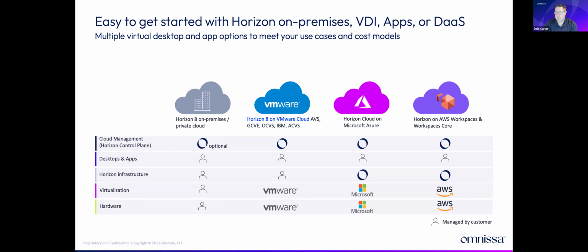We also have Horizon Cloud on Microsoft Azure, where we're looking at Microsoft to deliver the hardware and virtualization layer of management, but Omnissa will manage the Horizon infrastructure. And the same on the AWS Workspaces and Workspaces Core, where AWS will manage that hardware and virtualization layer, and Omnissa will manage the Horizon infrastructure, and you continue to manage your desktop and apps.